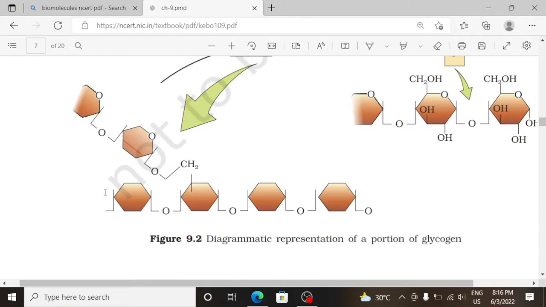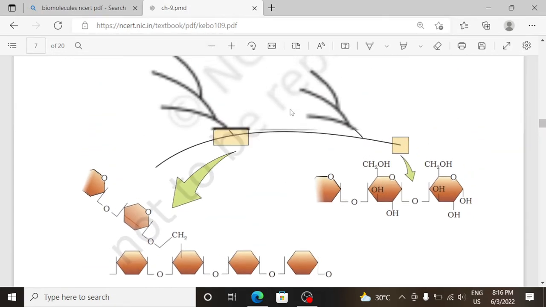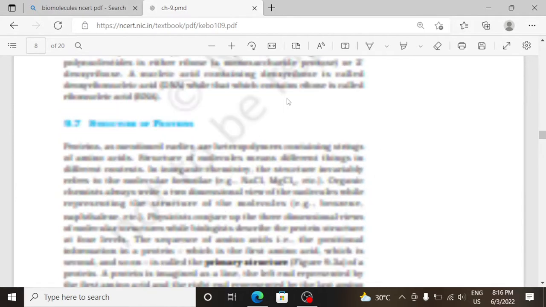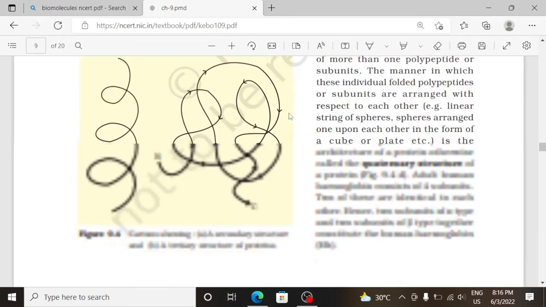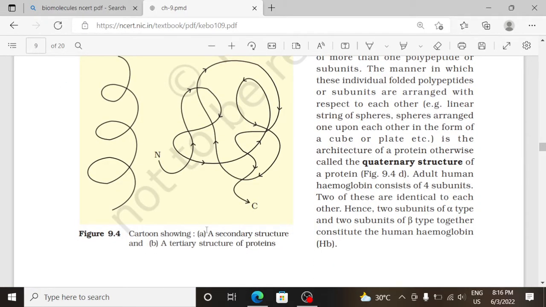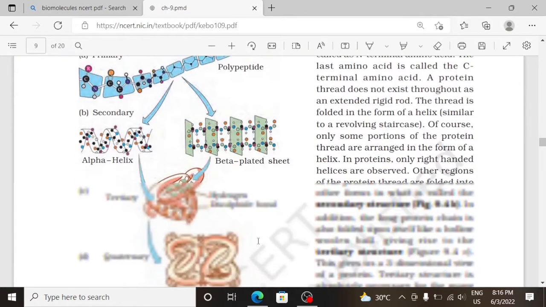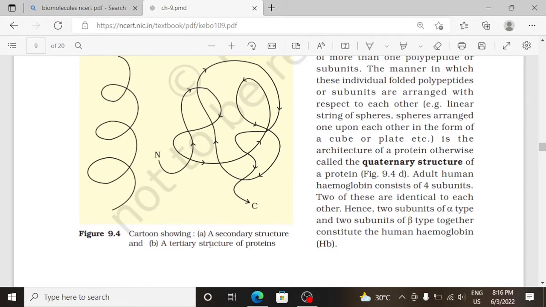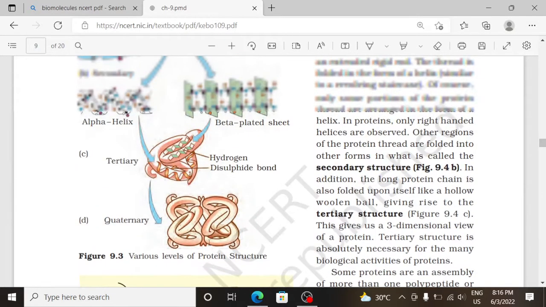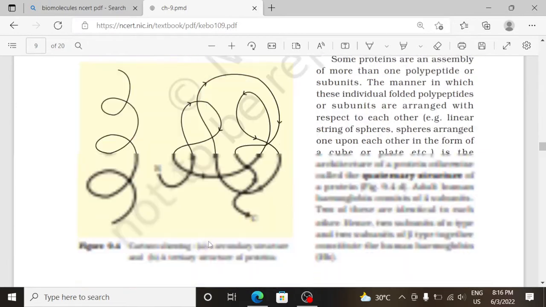The next diagram is a diagrammatic representation of a portion of glycogen. Then we can see the cartoon showing a secondary structure and a tertiary structure of protein. This structure is a secondary structure of protein, A1.